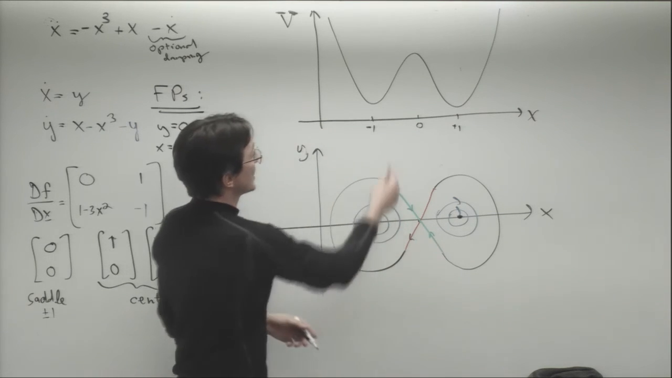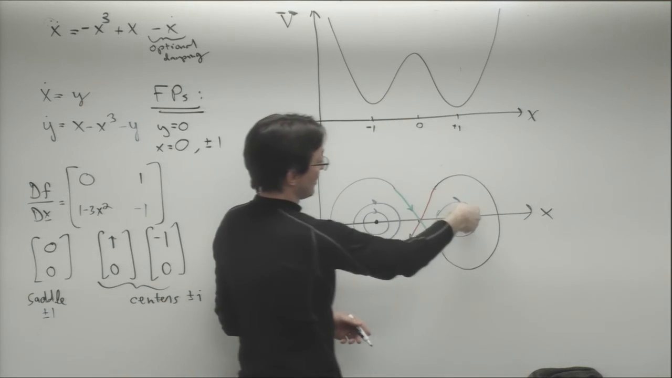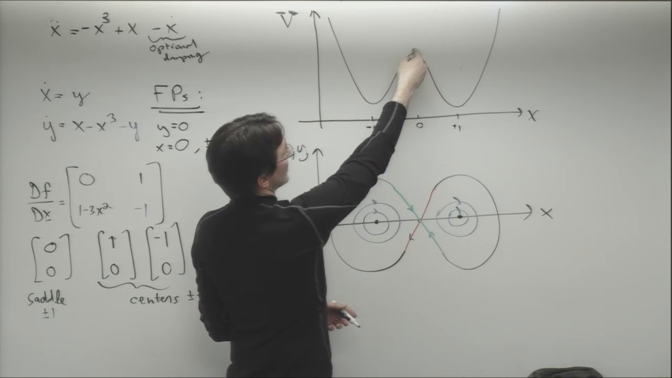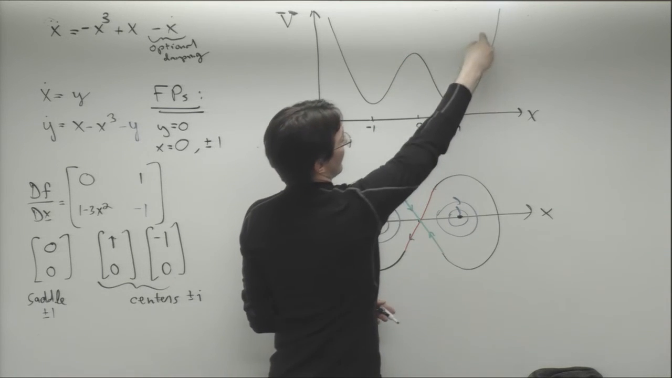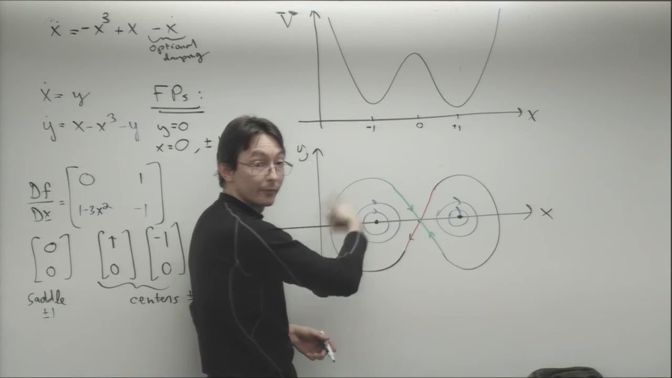So if I start in this well, I stay in this well. I just oscillate back and forth. If I start in this well, I stay in this well. I oscillate back and forth. If I kick this saddle a teeny bit to the right, I go around to the right, and then I come back. And the same thing for the left.